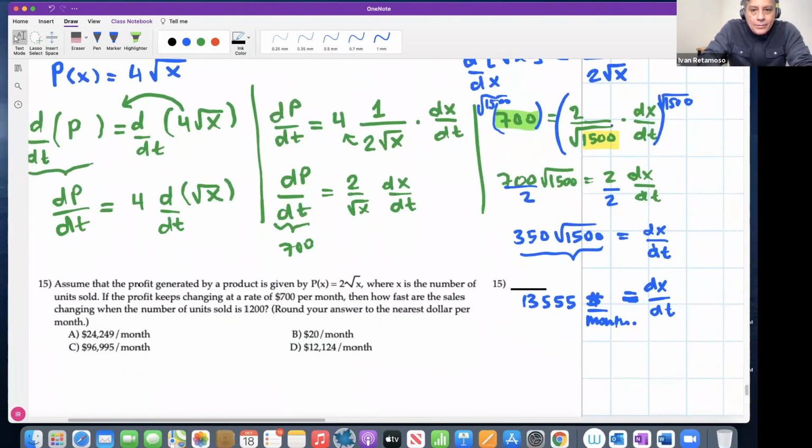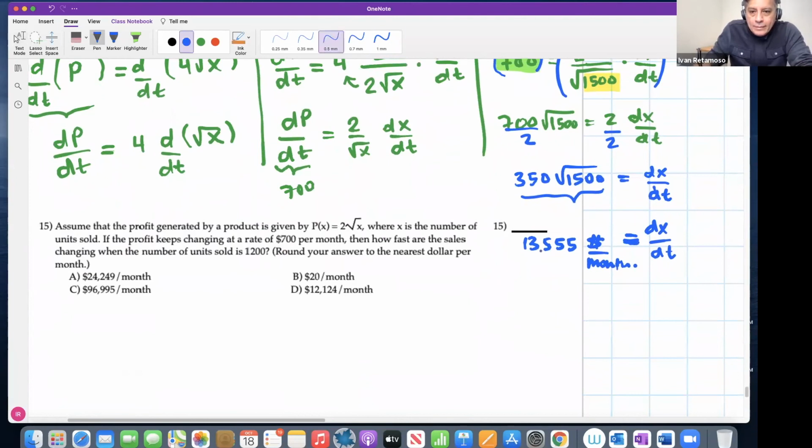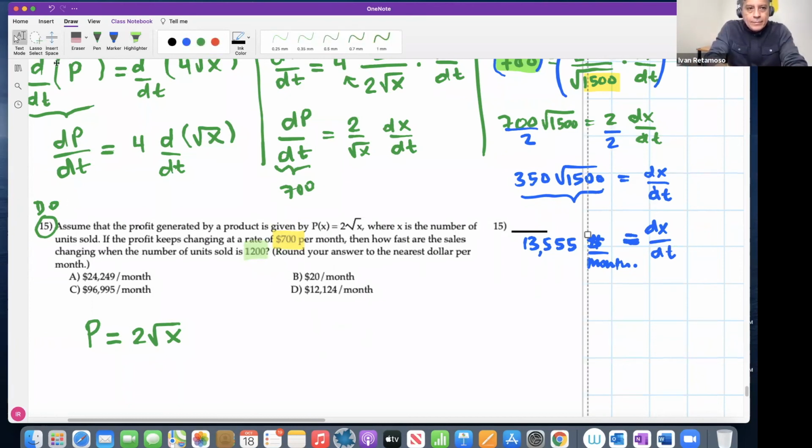Can you try to do number 15 now? Try this. It's a nice example. Remember this is the equation. Let's write it out, right? As a hint, P equal to a square root of X. Take derivatives on both sides of the equation and then do the math, right? And use the information. They're giving you these two pieces of data, right? The rate of change of the profit and the value of X at that moment. So go ahead, do that.